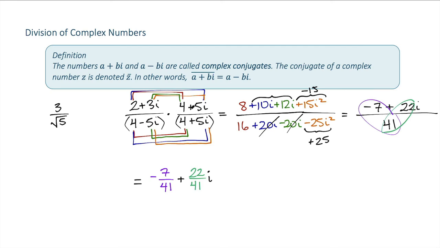So that's how we divide complex numbers. You just multiply the numerator and denominator by the complex conjugate of the denominator, and that will give you a real number in the denominator. Then you can just apply it to each of those parts, the real part and the imaginary part, to get your final answer.